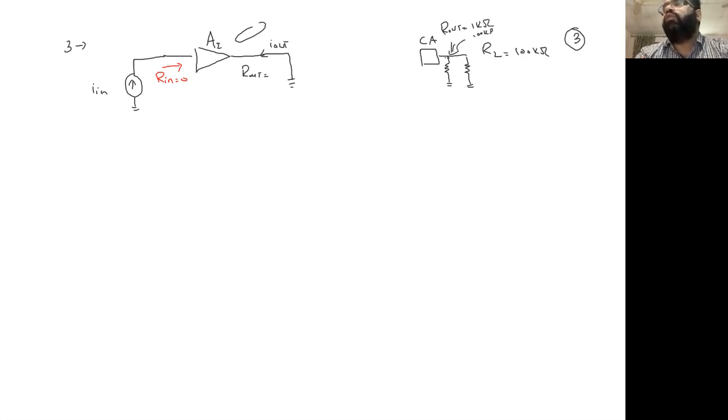Half the current will flow from here. We don't want this. In this configuration, we want all the current to flow through RL, which is the load where we want to deliver the current. So that's why the output impedance of a current amplifier should be infinite. Okay? So that's the same analogy.